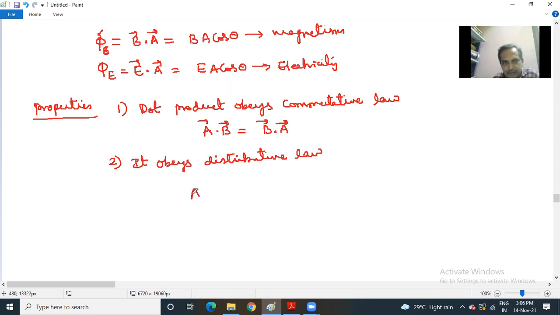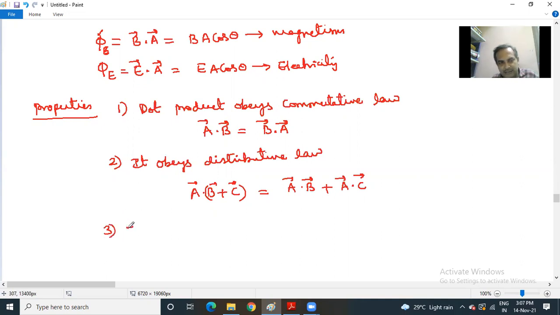So it means that A dot (B plus C) can be written as A dot B plus A dot C. So A is distributed over both B and C. Now, third, you can also discuss.